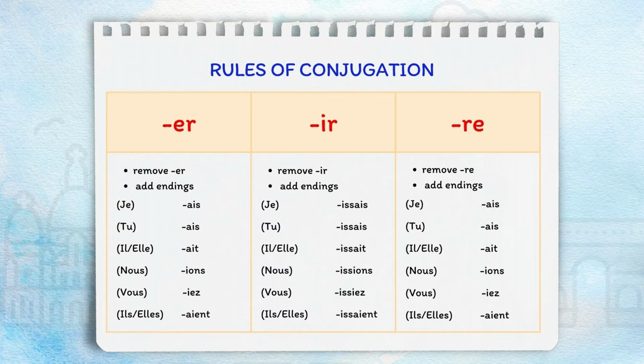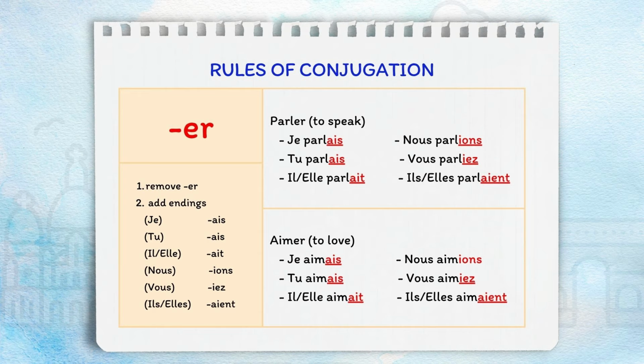Now let's move on to some examples. Parler: je parlais, tu parlais, il, elle parlait, nous parlions, vous parliez, ils, elles parlaient. Aimer: j'aimais, tu aimais, il, elle aimait, nous aimions, vous aimiez, ils, elles aimaient.